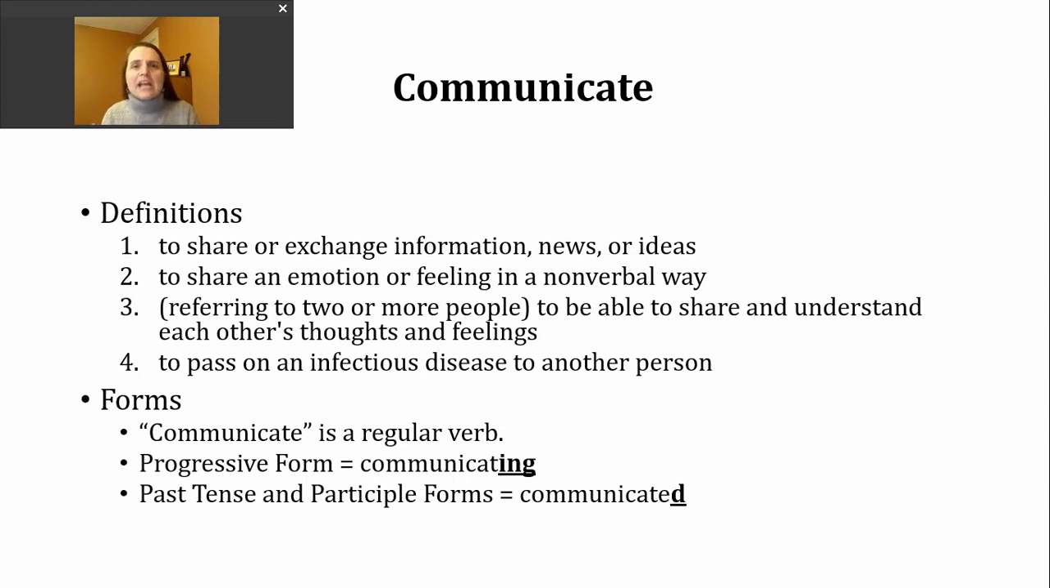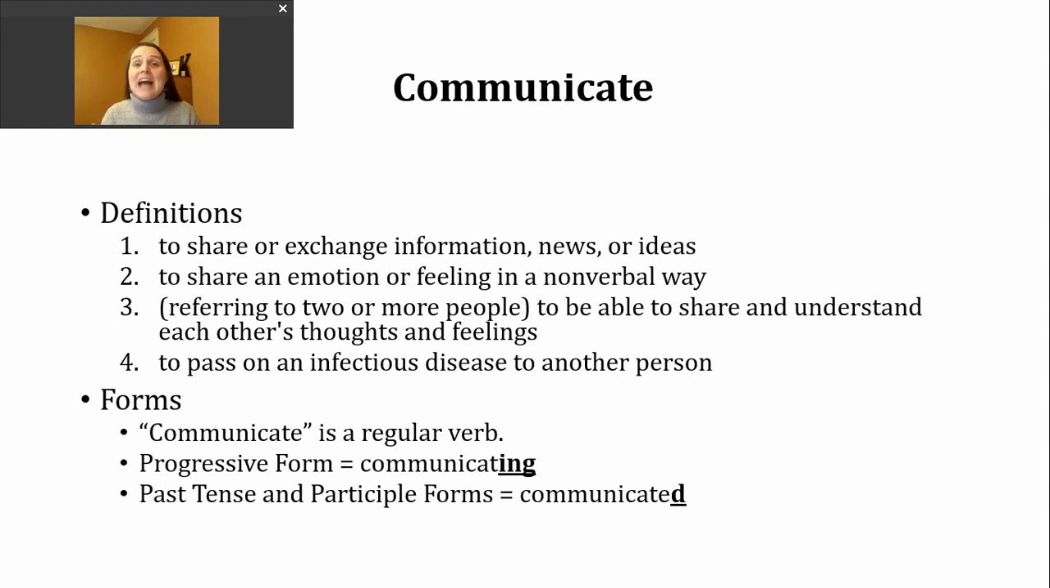A fourth way you might hear the verb communicate used is to mean to pass on an infectious disease to another person. Now, this usage isn't very common. I think it's certainly less common than the first three that we looked at, but I thought during our pandemic, you might have encountered this particular usage, and so I thought I would share it as well.